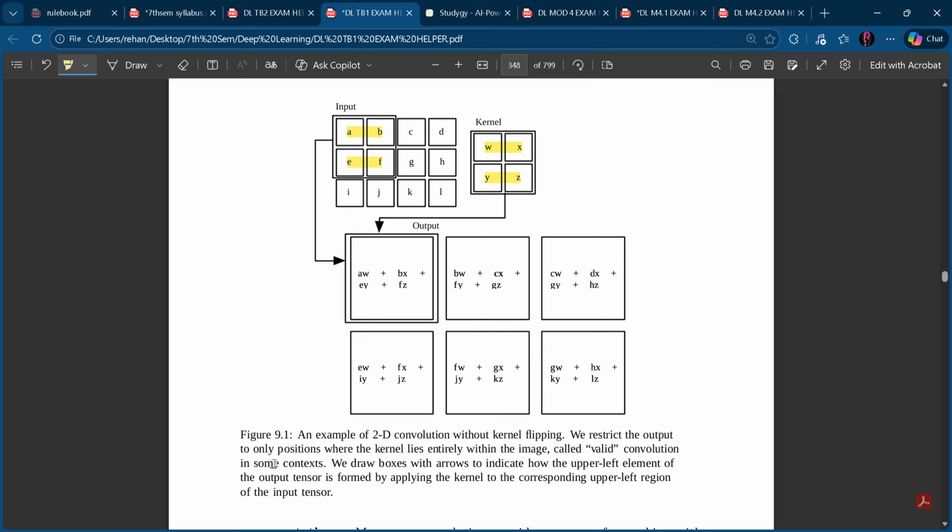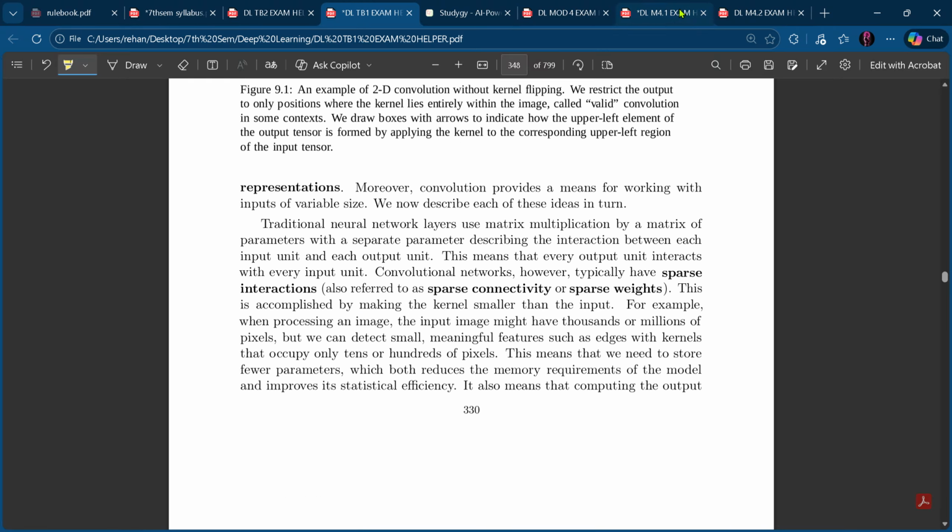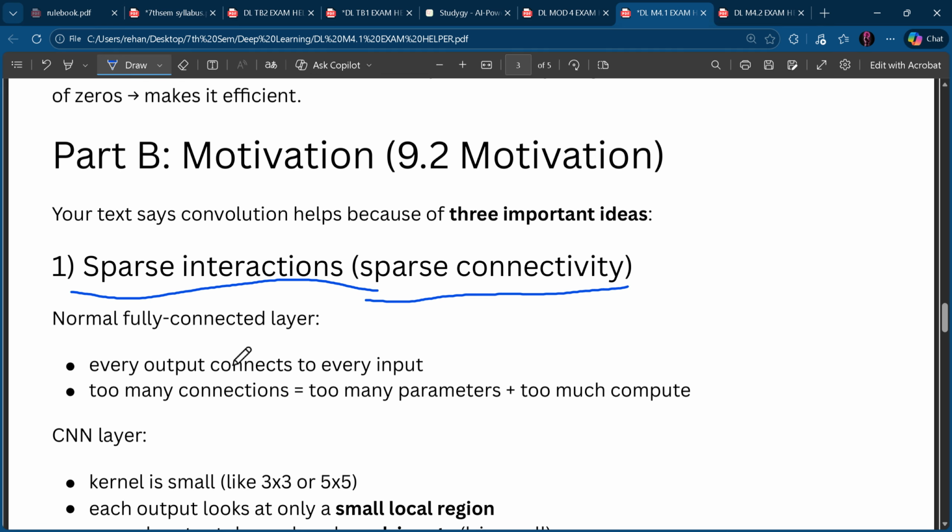What it says here is an example of 2D convolution without kernel flipping. We restrict the output to only positions where the kernel lies entirely within the image, called valid convolution. In some contexts, we draw boxes with arrows to indicate how the upper left element of the output tensor is formed. We just have to understand that we are focusing on one part. Whichever way the kernel is pointing, the output will go in that direction. So we'll see what this sparse interaction actually is.